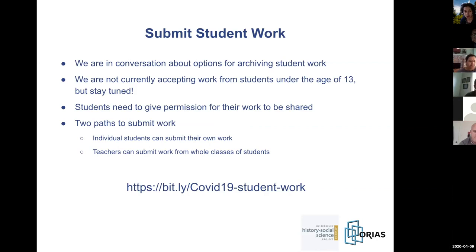And then there are two paths to submit student work. Individual students can submit their own, and then teachers can submit work from whole classes. We would obviously prefer for teachers to submit so that we're not processing quite as many things.